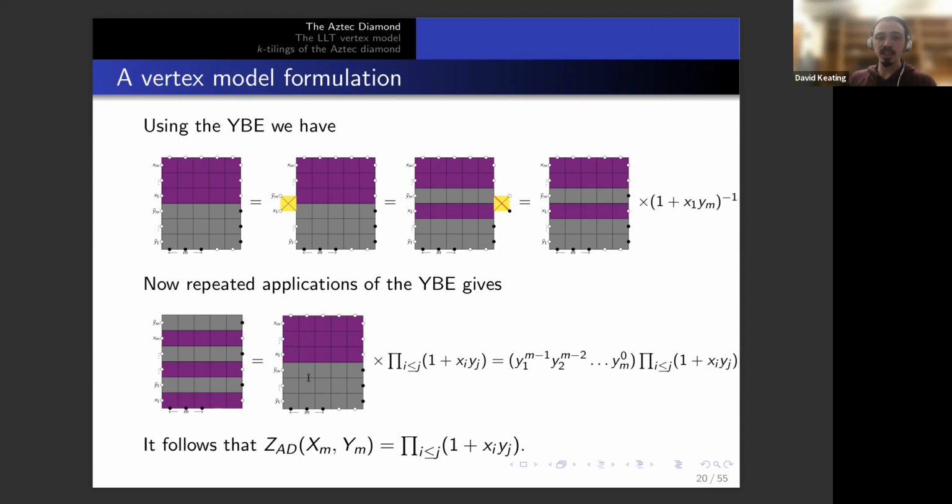And then the partition function of this all grays on bottom, all purples on top lattice is just some fixed factor, which is determined by the rank, the number of paths. So ignoring this factor, we get that the Aztec diamond partition function is the product over i less than or equal to j of 1 plus x_i y_j. So from the vertex model formalism, the Yang-Baxter equation allows us to compute the partition function in a somewhat simple way. So any questions about this before we move on?